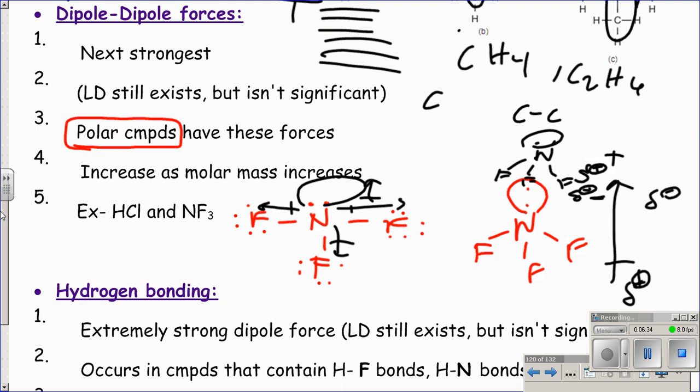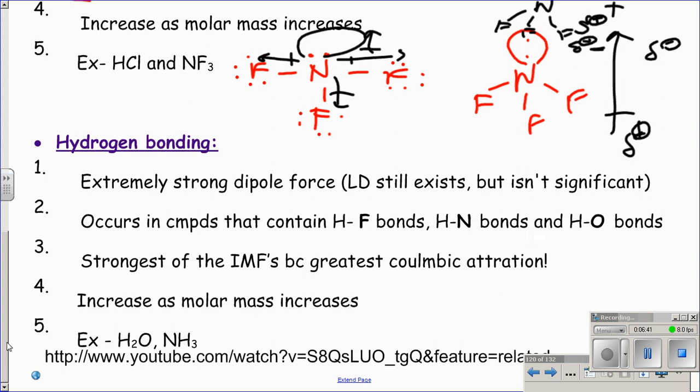Now, the strongest example of a dipole-dipole force is a hydrogen bond. A hydrogen bond is just a really special dipole-dipole force. Cool? It's a really, really special dipole-dipole force that occurs in very special situations.